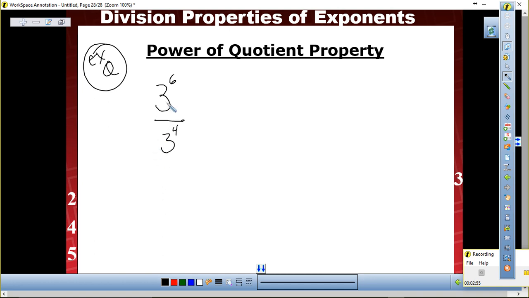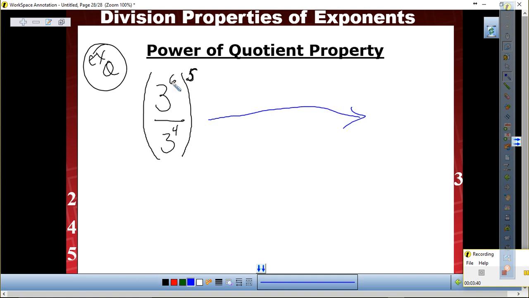But today, the property is called power of quotient property. So look what's going to happen. For power of quotient, we do this. Now we can use the property for power of quotient. Now let me show you what the property does. Writing utensils down, pay attention. Here it goes. Let me show you another.